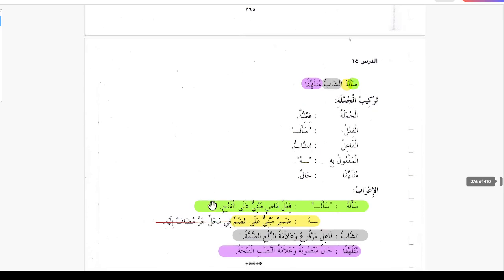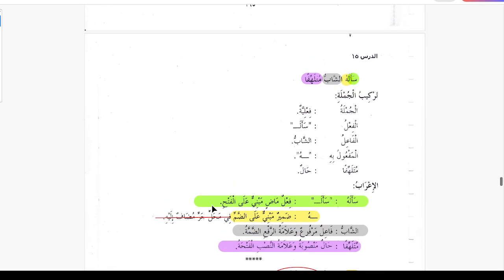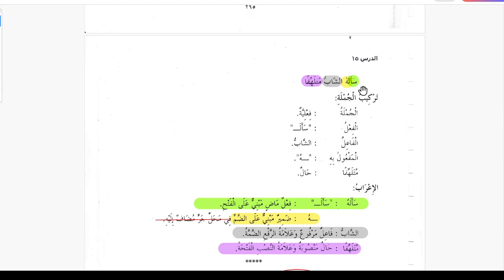I think this is another one. Sa'alahu shabu mutallahifan. The young man asked him very excitedly or eagerly.